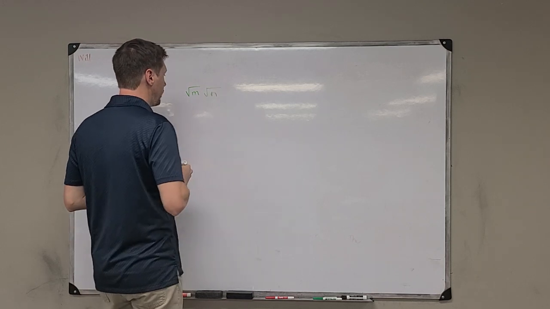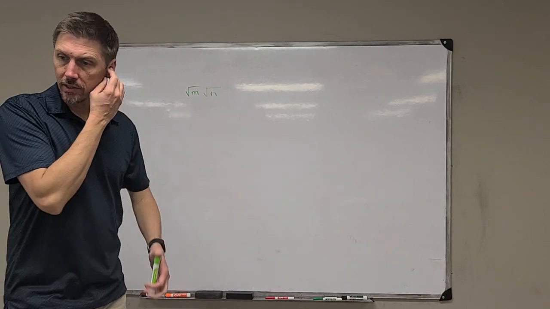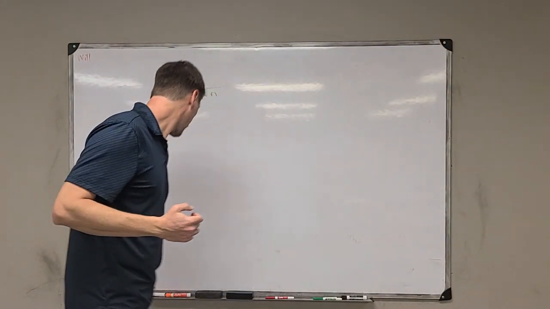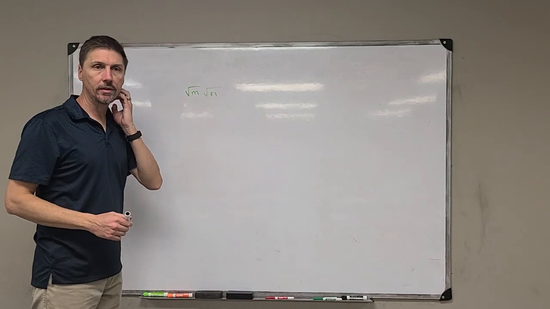And so when you have the square root of m times the square root of n, I had another marker. Didn't I just have an orange marker? Oh no, I was using this guy, never mind. Square root of m times the square root of n.